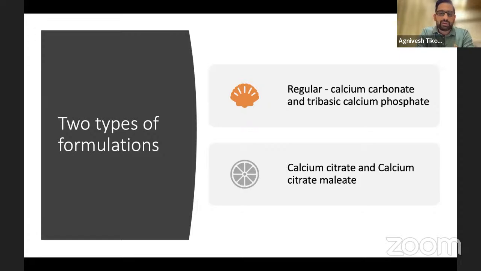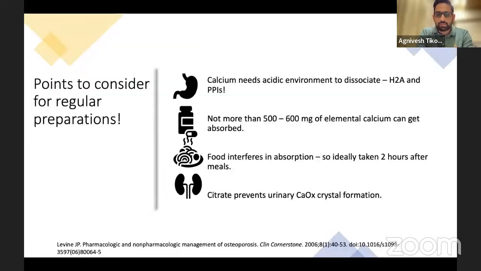Antacids and all interfere with the absorption of these formulations. You should remember that not more than 500 to 600 milligram of elemental calcium can get absorbed at one time. It is beyond the intestinal threshold. So if a patient is taking a calcium tablet of 500 milligram morning and evening, and he asks you, Doctor, can I take both these tablets together? The answer to that is no, because it will not get absorbed. So you have to consider that also.